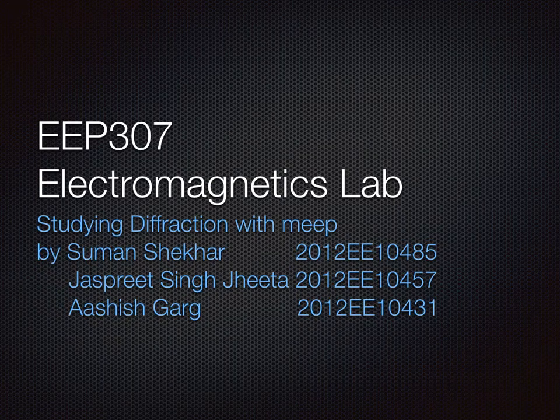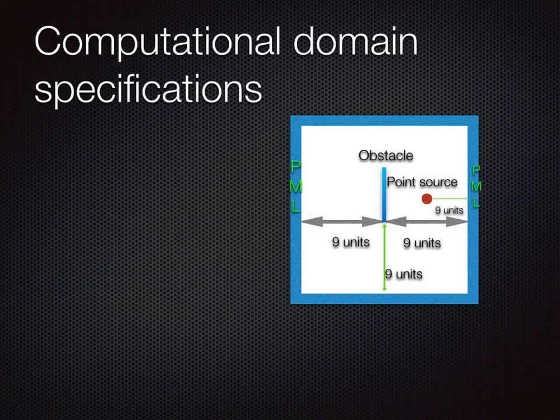Hi, this is our report for the second computational experiment. Firstly, I would like to define the problem. We are interested in studying how wave scattering depends on obstacle size. We use FDTD to numerically simulate it.